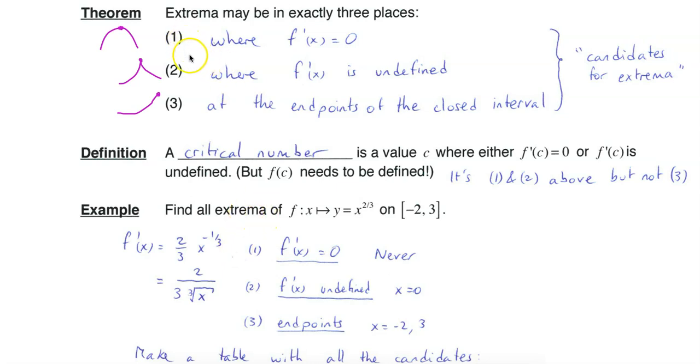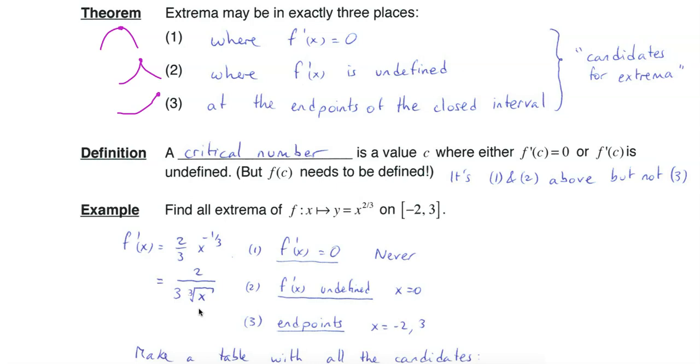We know where the candidates can show up, number 1, number 2, number 3, so we are going to look at each of these possibilities one after the other. For 1 and 2, we need the derivative. So firstly, let's calculate what the derivative is. F prime of x equals 2 over 3 x to the power of negative 1 over 3. If I rewrite that, it is 2 over 3 times the cube root of x.